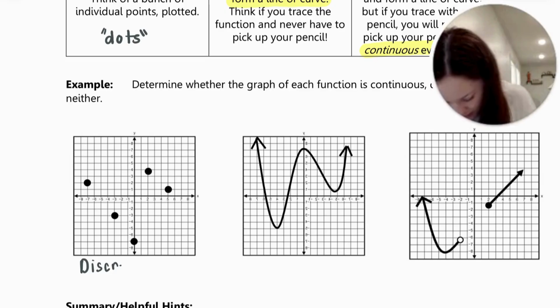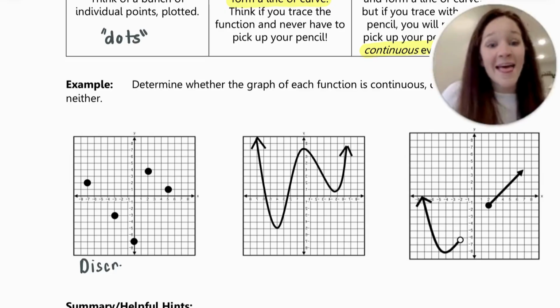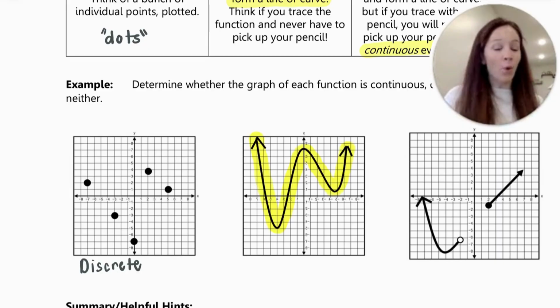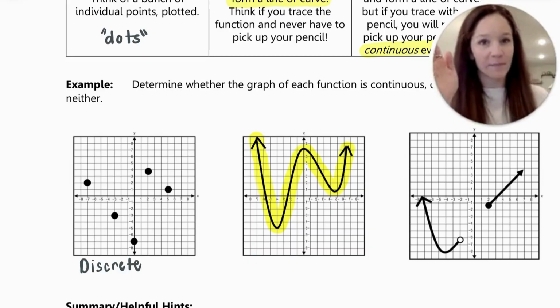We'll fix that a little bit. Okay? The next graph. What I would say is, we definitely see points connected, so discrete is out of the picture there. Now we're going to say, okay, is it continuous or is it neither?